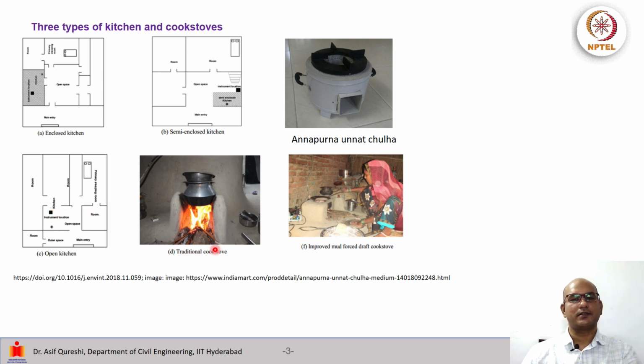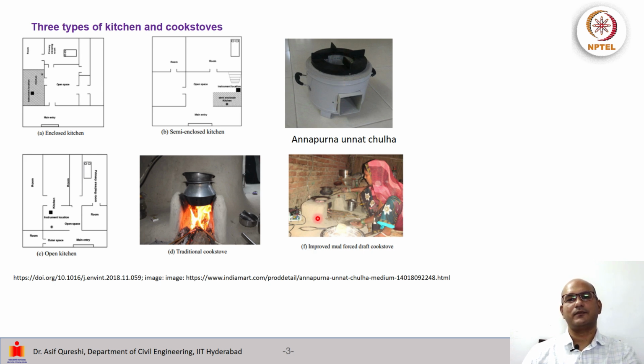This is our traditional cook stove. The mud part is where you put the wood in and burn it, and the top part gives support to the vessel. In the Annapurna forced draft stove, you see the open area towards the person who is cooking has been reduced substantially. Only this much is open, where you can put the biomass or whatever fuel one is using and burn it, and put the utensil here.